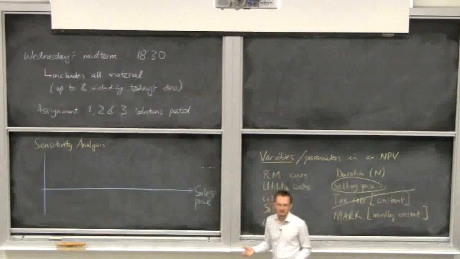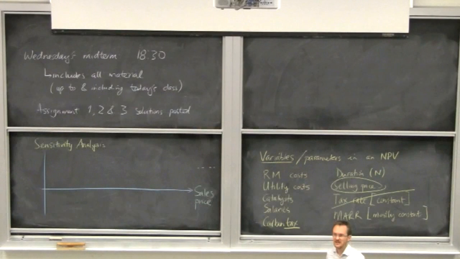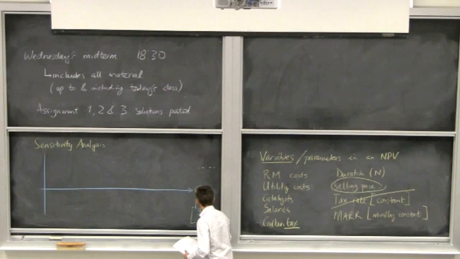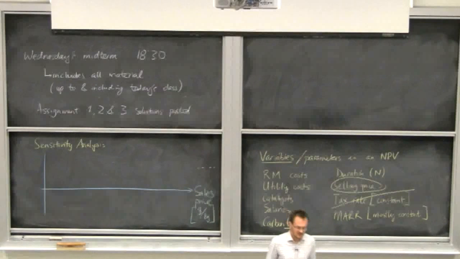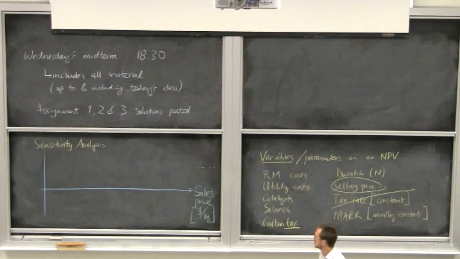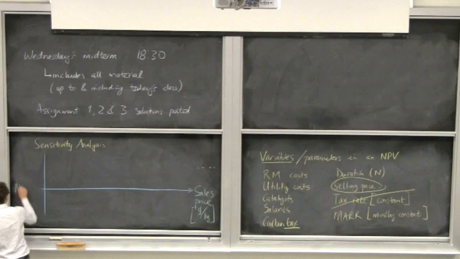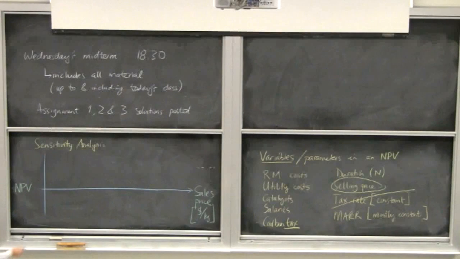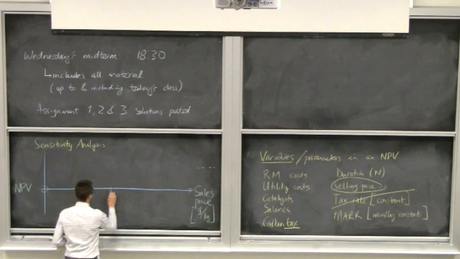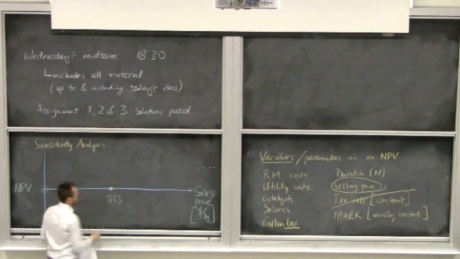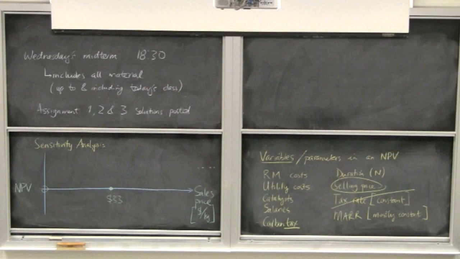And sales price might be in whatever units that you're working with. Let's take an example from assignment 3 when you were looking at that factory in Tianjin in China. The sales price was there in dollars per kilogram. And if you recall from that assignment, and you can certainly see the solutions there online, when you do the NPV analysis, you can get an NPV plotted here on the vertical axis, an NPV equal to zero when your selling price is about $33. So give or take a couple of cents, when your selling price was $33 a kilo, your NPV was zero.